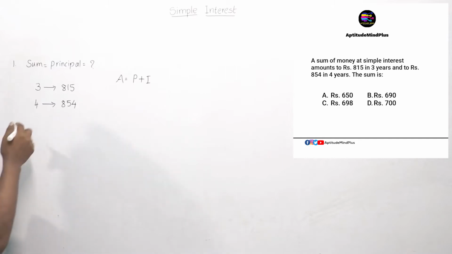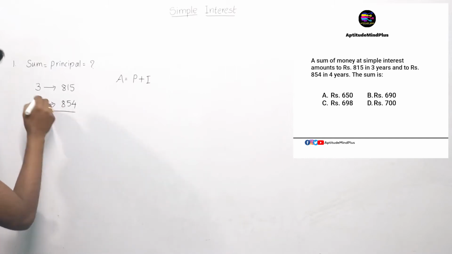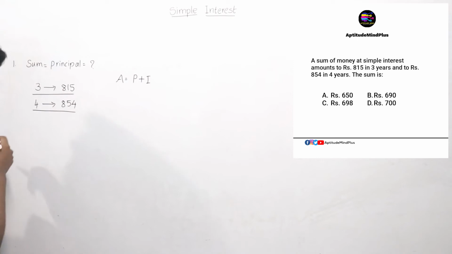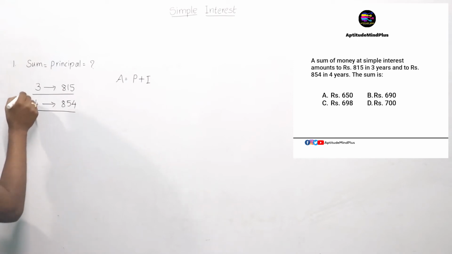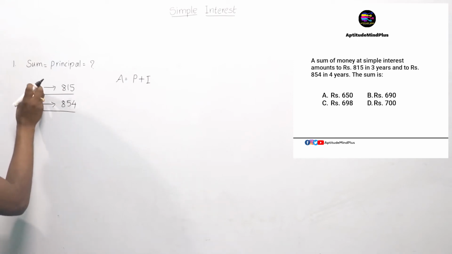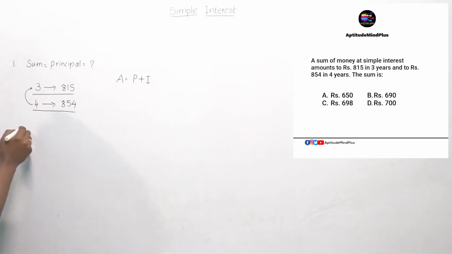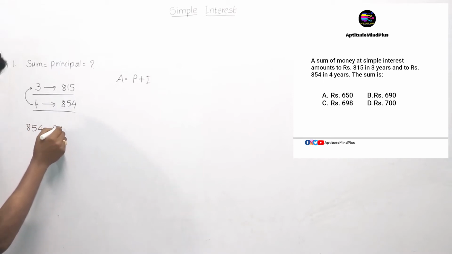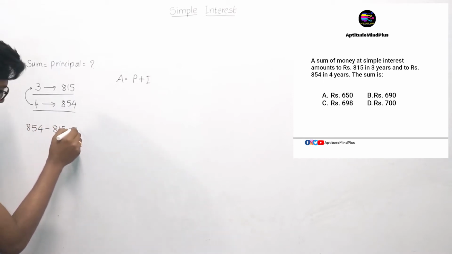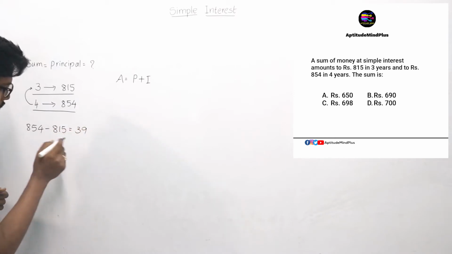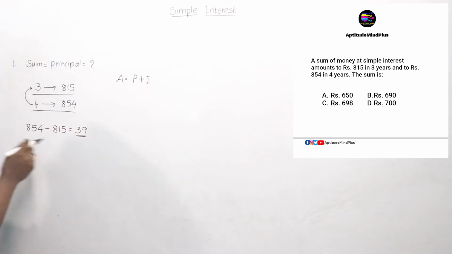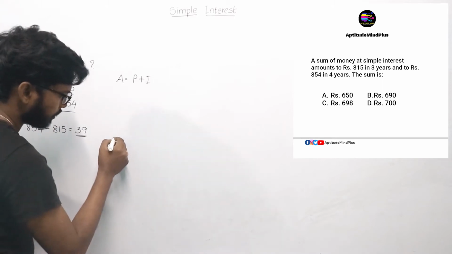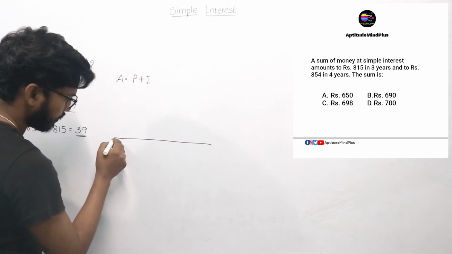So what can we do? This is for 4 years and this is for 3 years. If you subtract this amount from this, then we get the interest for 1 year, right? 854 rupees minus 815 rupees, that will be 39 rupees. This is the interest. If you have seen the previous class video, I think we have discussed it there.